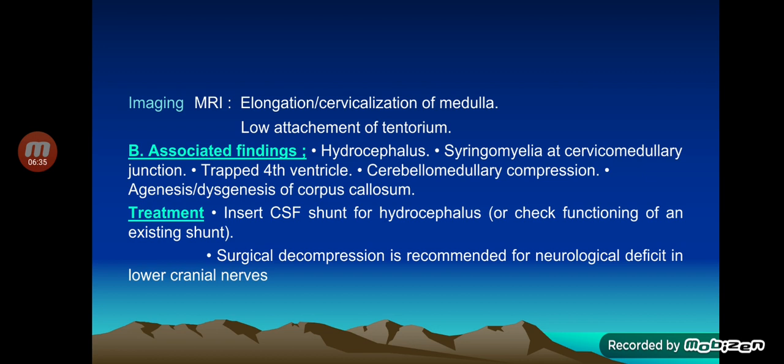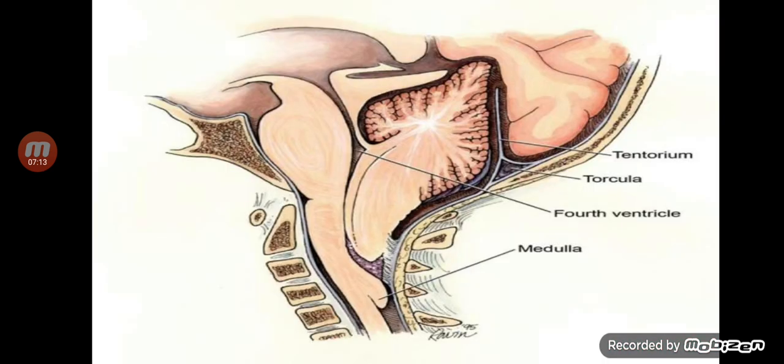Again, MRI is the imaging of choice. Here you may see elongation, or we name it cervicalization of the medulla, low attachment of the tentorium. In the associated findings, you may find hydrocephalus, syringomyelia at the cervicomedullary junction, trapped fourth ventricle, cerebellomedullary decompression, agenesis of the corpus callosum. The treatment of choice is that you insert a CSF shunt for the hydrocephalus, and the surgical decompression is recommended only for a neurological deficit in the lower cranial nerves.